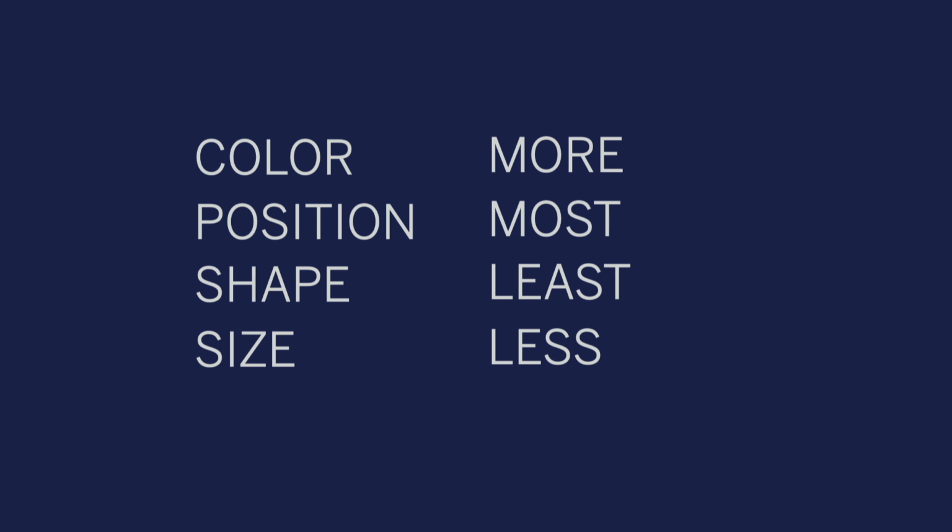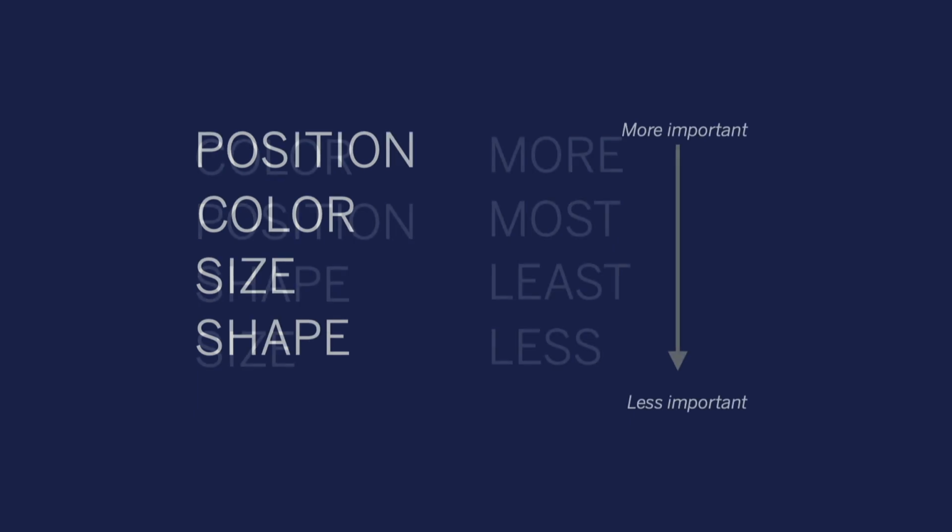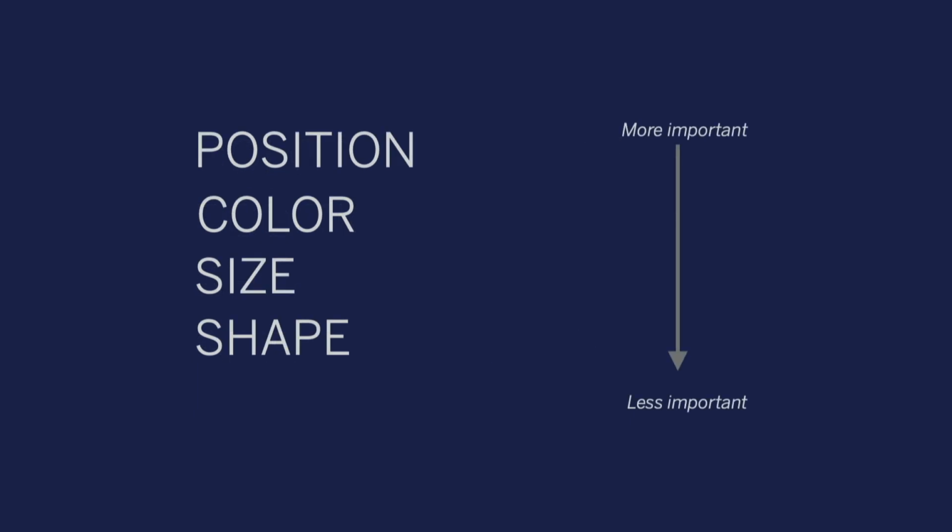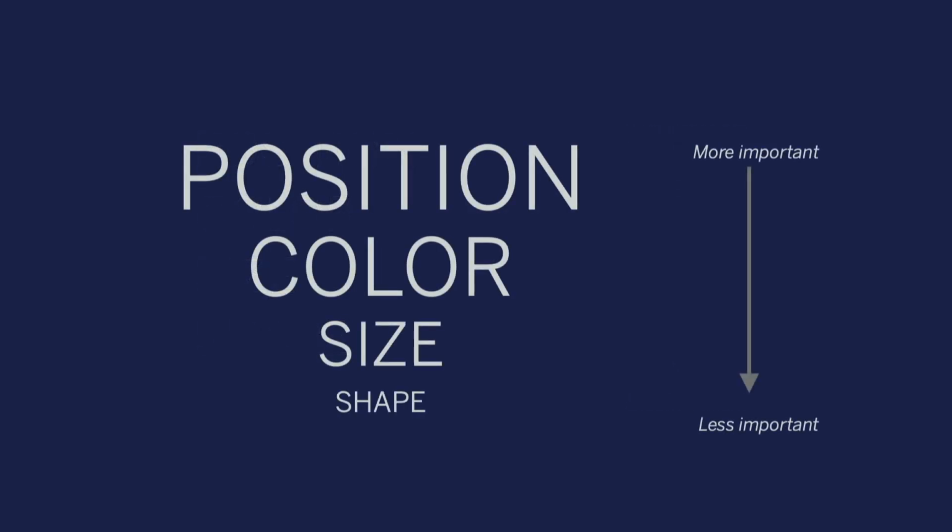Color is more important, position is most important, shape is least, and size is less. This isn't, though, a really effective way of communicating this. I could actually apply this best practice to this list. So instead, if I rank them, I position them in order from most important at the top to least important at the bottom. It's a little bit easier to understand. Position comes first, then color, then size, then shape. Now, how about if I add size to it?